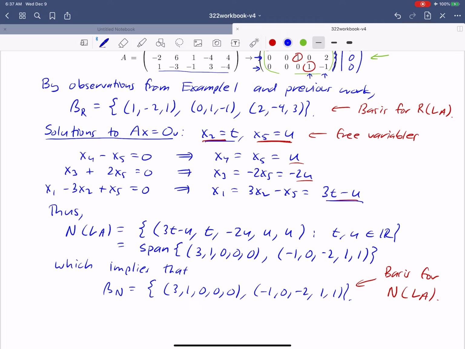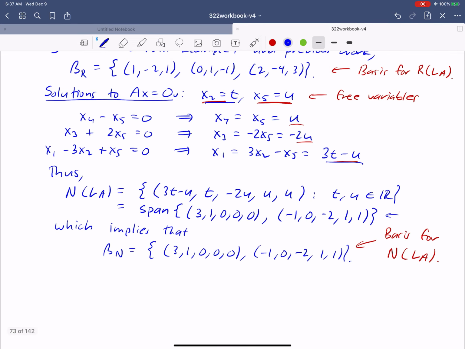What are the 2 properties that a basis has to have? Well, it has to span. We do know that because of the way that we wrote the null space of L of A, but what was the other property? Linear independence. How do we know that this is a linearly independent set?